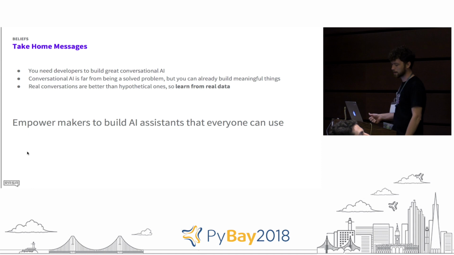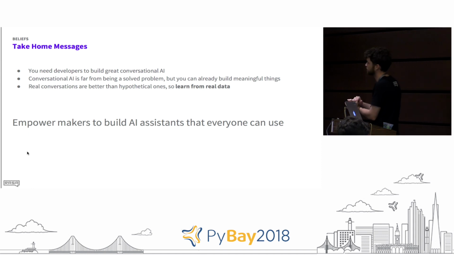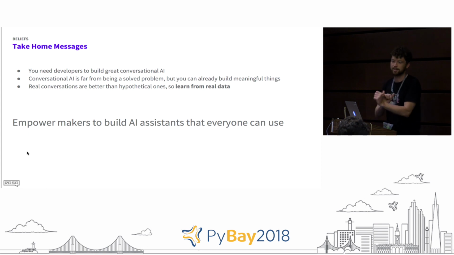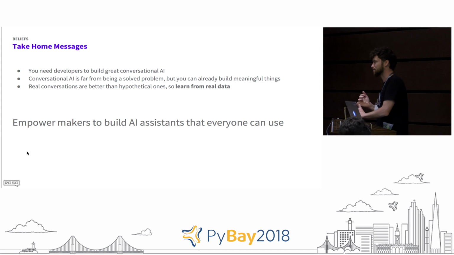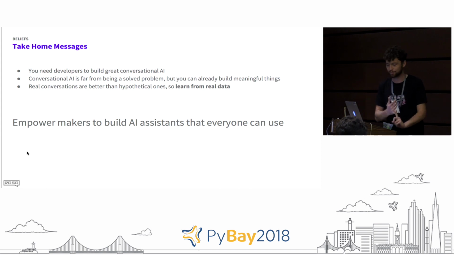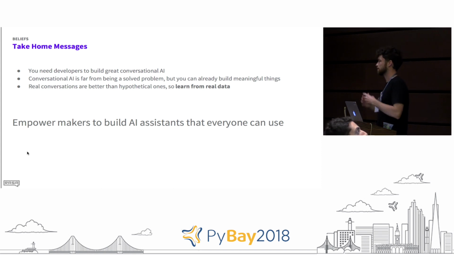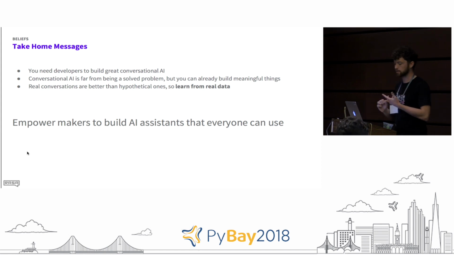OK, so take-home messages. Number one, point and click doesn't work. You need real developers. You need real engineering teams to build conversational AI. Two, conversational AI is not a solved problem or even close to being one, but you can actually build meaningful things. I mean, Shibas are fun, but I didn't want this to be like a vendor talk, so I didn't want to talk about case studies or anything like that. But whatever you're doing, check it out. There are plenty of examples of people building really impactful, meaningful things with conversational AI.